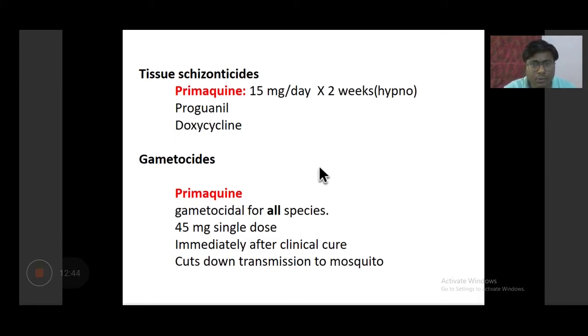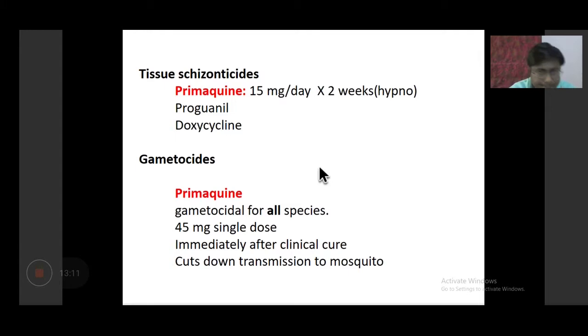Apart from Primaquine, Proguanil, which is a biguanide, and doxycycline, which is one of the antibacterial drugs, are also killing the tissue schizonts. Then gametocides. Again, primaquine has gametocidal action. So primaquine actually has all the actions. This is good about primaquine, and hence you will find primaquine in all the regimens. It is gametocidal for all the species. There is no discrimination between vivax and falciparum. A 45 milligram single dose is given to kill the gametes.